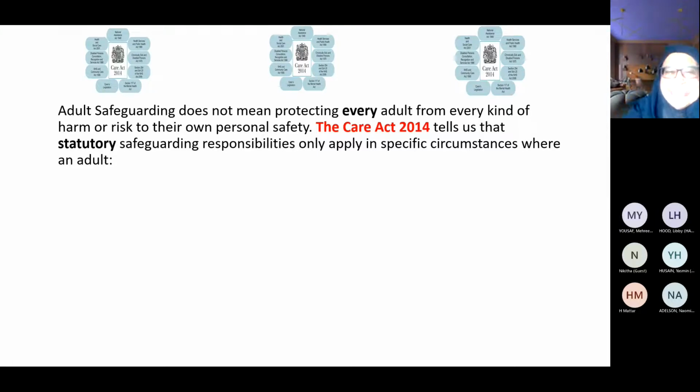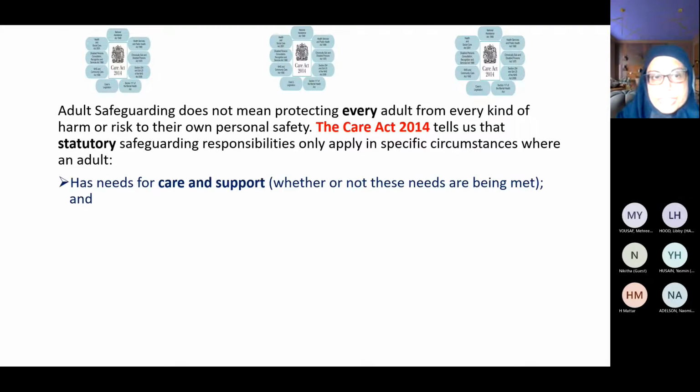Okay, thank you. So the Care Act 2014 says specifically adult safeguarding does not mean protecting every adult from every kind of harm or risk to their personal safety. The Care Act tells us the statutory safeguarding responsibilities. So in other words, what is the council responsible for in terms of their social services setup? These are the specific people that they will look after and safeguard.